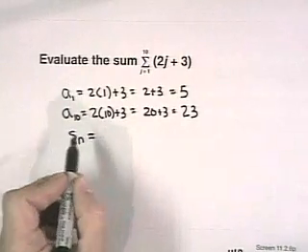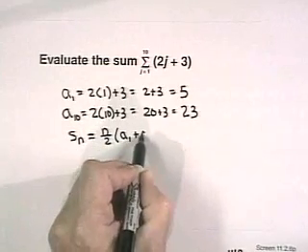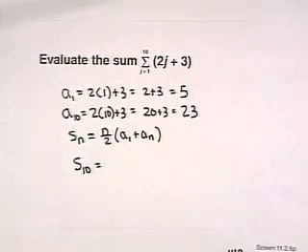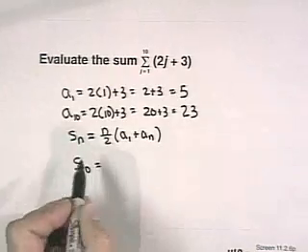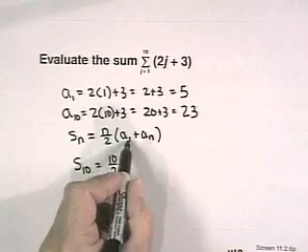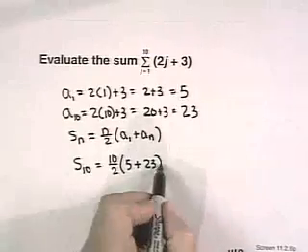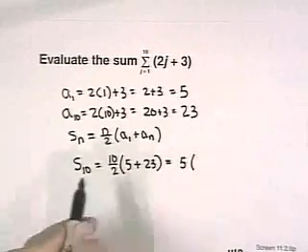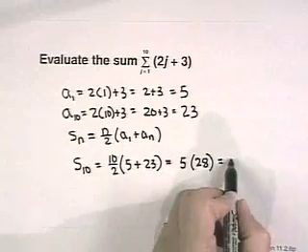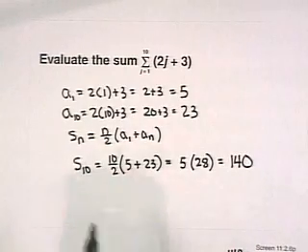S sub n equals n over 2 times the quantity a1 plus an. And substituting, we want the 10th sum, so we say 10 over 2, a1 we found was 5, a10 we found was 23. 10 over 2 is 5, 5 plus 23 is 28, and 5 times 28 is our solution of 140.